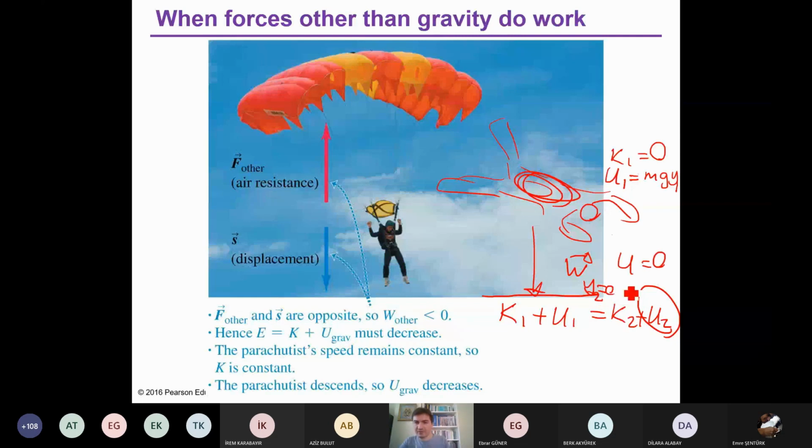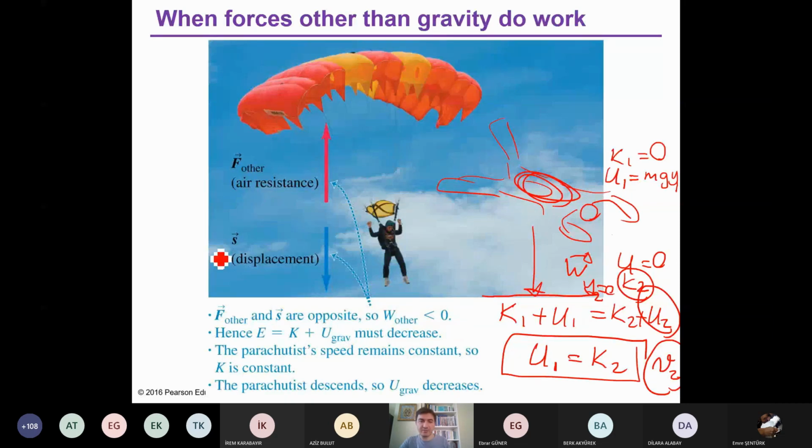And what about the final kinetic energy? The final kinetic energy will be equal to the initial gravitational potential energy. So the final velocity will be huge compared to the final velocity here. Now let's try to calculate the final velocity in the first condition, if we have F other.